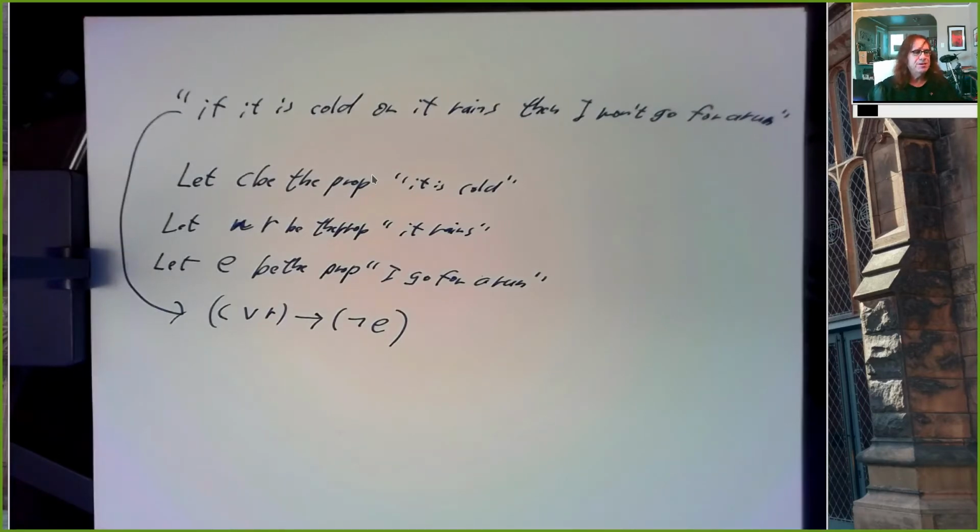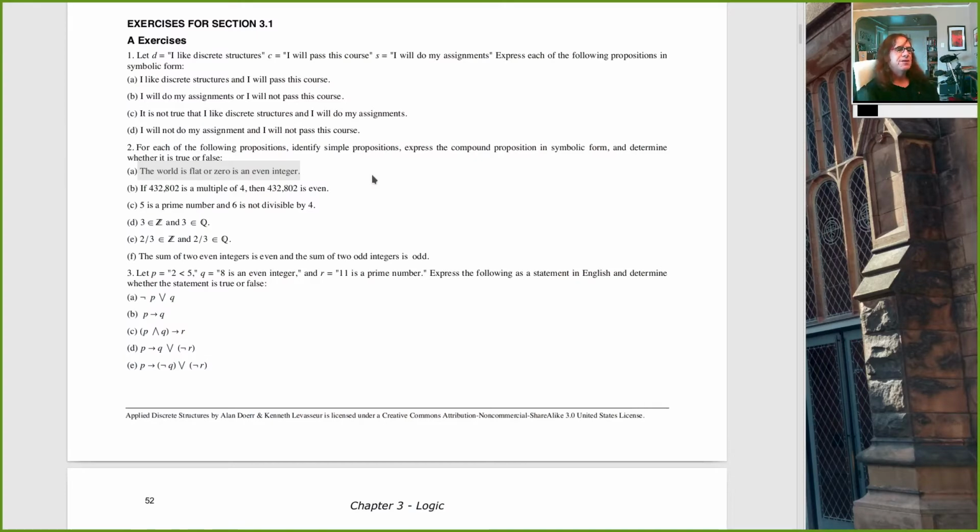So the questions relate to things that we should have an answer to. We should understand if the world is flat, and we should understand if 0 is an even integer, or if 3 is an integer and 3 is rational. So these are things that presumably we can determine the truth value of, but then we have to apply conjunction, disjunction, to put these things together.